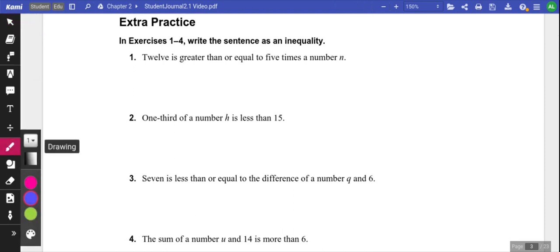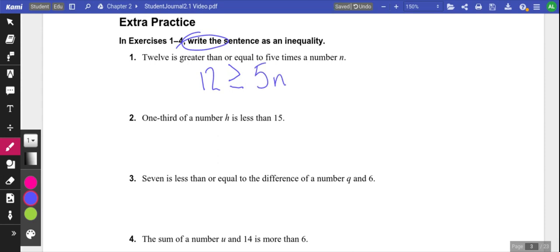So we're given a sentence, and we want to write out what the inequality is. It's just asking us to write out the inequality. I'm pretty sure in your homework as well, it's not asking you to solve. It just wants you to be able to put this as an inequality. Okay, so it says 12 is greater than or equal to 5 times a number n. Okay, so 12 is greater than or equal to. Okay, always remember that symbol. It's greater than or equal to, include the little line. And then it says 5 times your number n. So 5n on the other side.